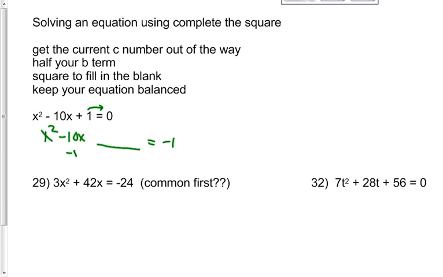Half my b term is negative 5. Now I can square the negative 5 to fill in the blank. That will be a positive 25.